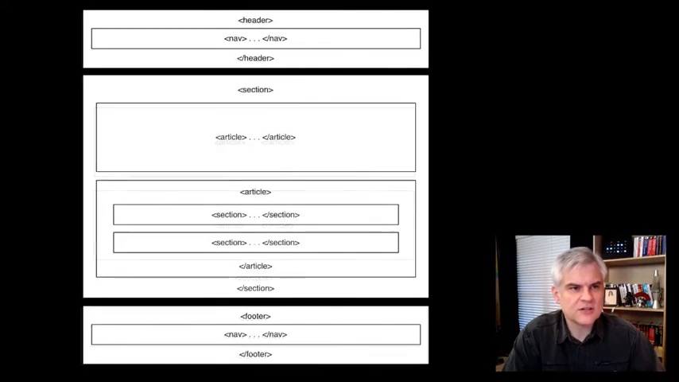Let's look at an alternate version of this in a second image here. Our header and footer look exactly the same, but inside of our section in the main area we have an article and then a second article that has some subsections defined inside of it. So in this case we have a section that has an article that contains two sections.